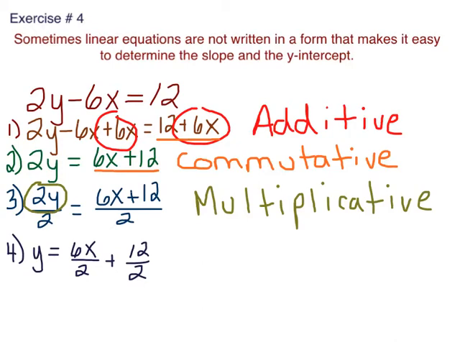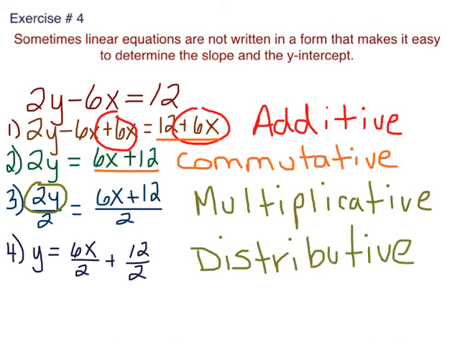Now in step 4, all I did was I took that 2 and I divided each side by it. I hope that you remember that this is demonstrating the distributive property. All I did was I took that top problem and I split it in half. And your answer that you should come up with is y equals 3x plus 6.